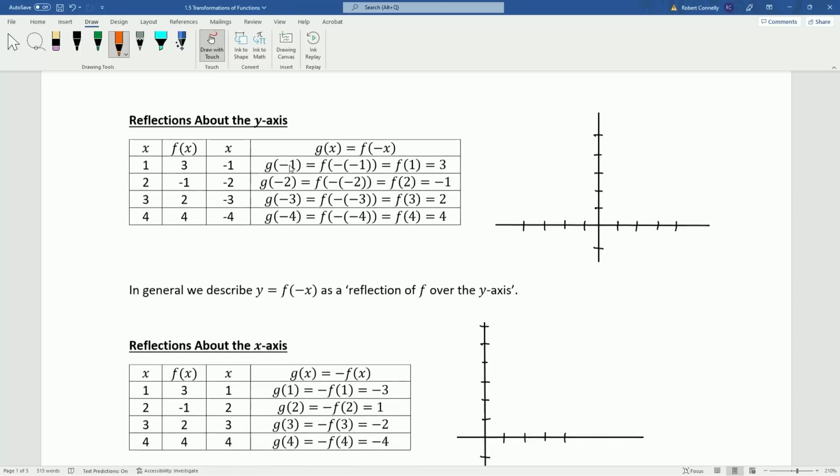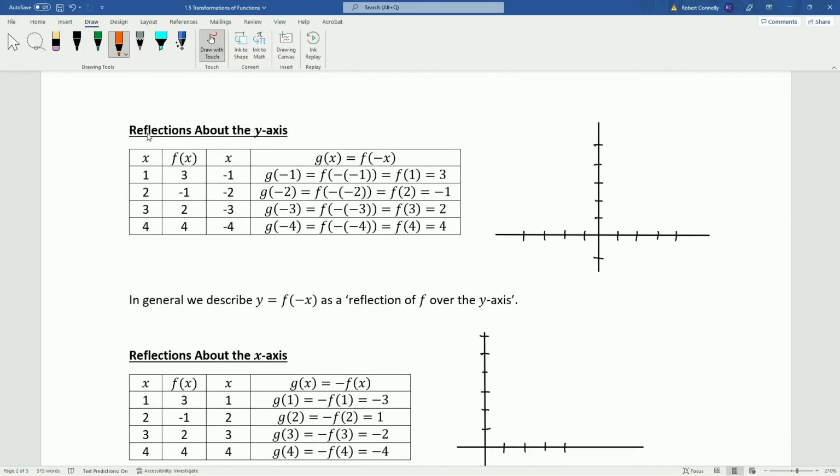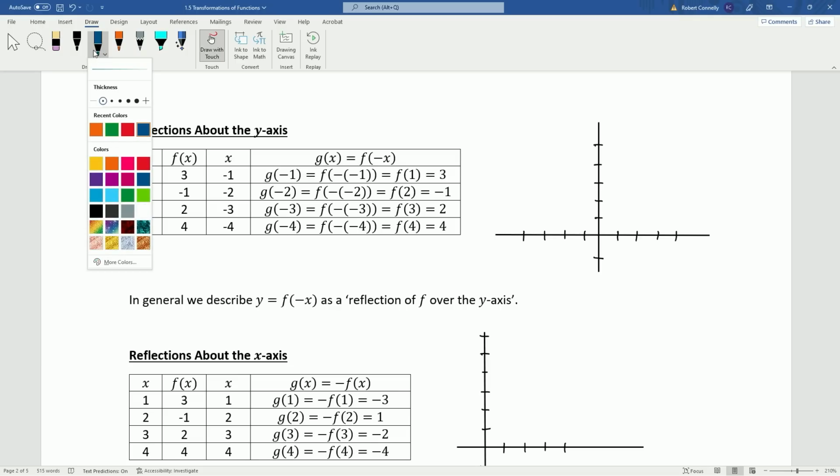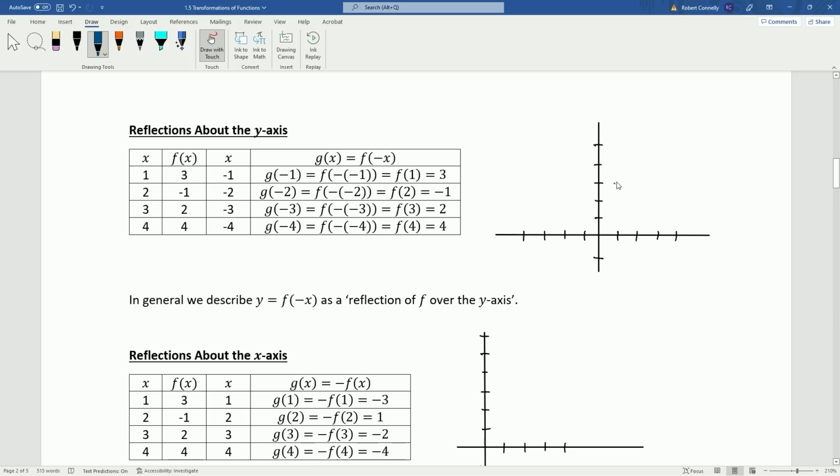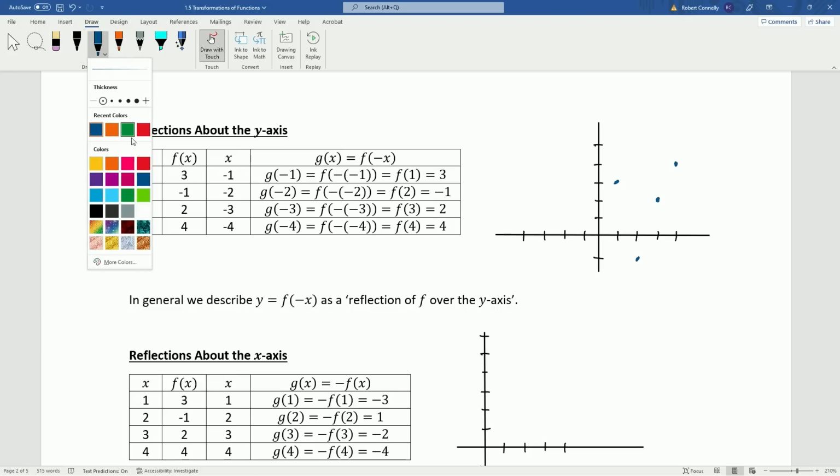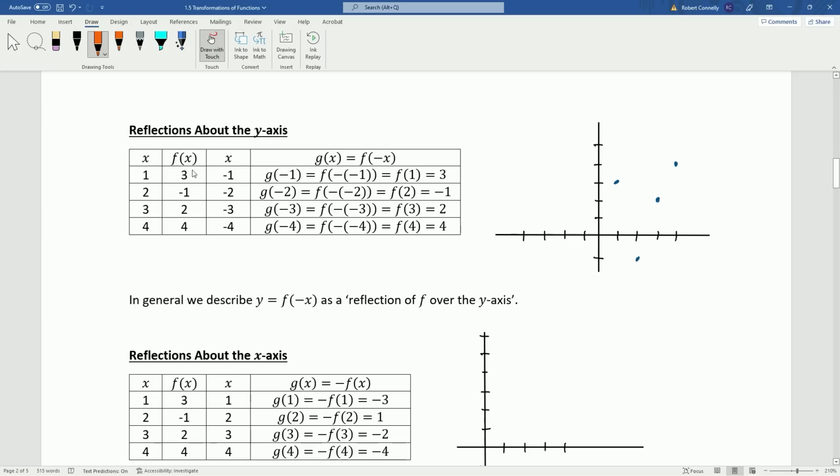So let's move on to reflections. First of all, reflections about the y-axis. So we'll start with, again, the same set of points here. When x is 1, we get 3; 2, negative 1; 3, 2; and 4, 4. Now, what we're going to look at is the function g of x equals f of negative x. So we might suspect, correctly, that we need to look at the opposite x values.